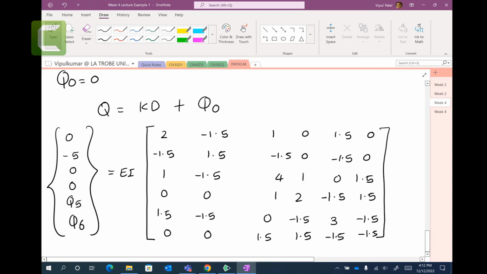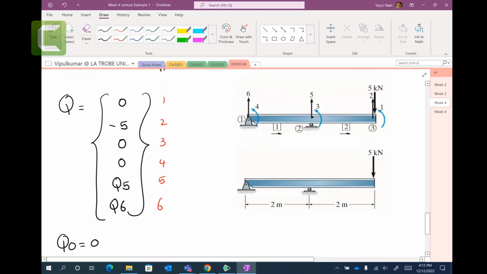And then the D matrix. I think we did not develop the D matrix. Let me develop the D vector as well. So the D vector, let's say 1, 2, 3, 4, 5, and 6. How do we do it? You remember the free and fixed degrees of freedom. Looking at this one, number 5 is fixed.